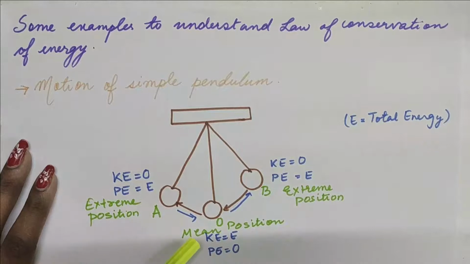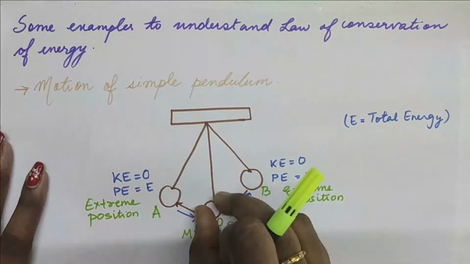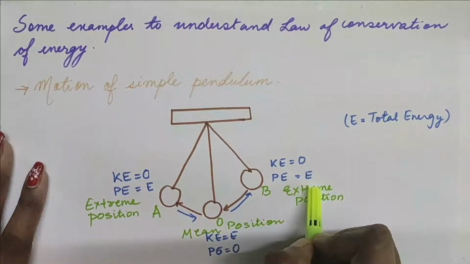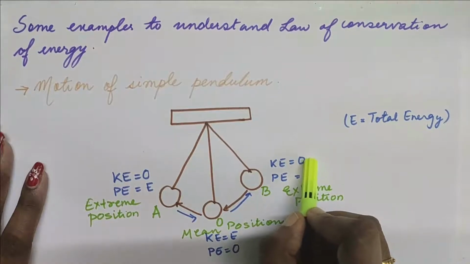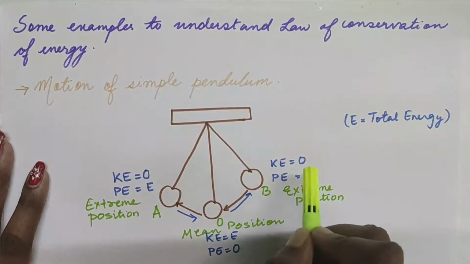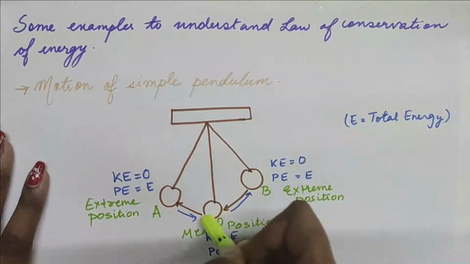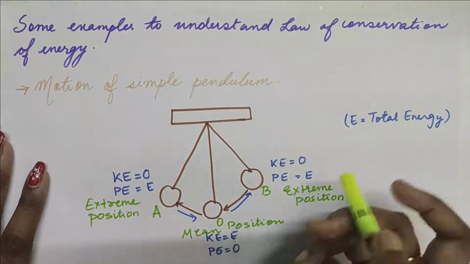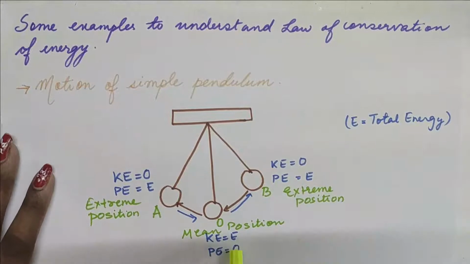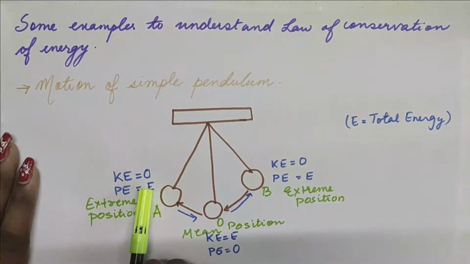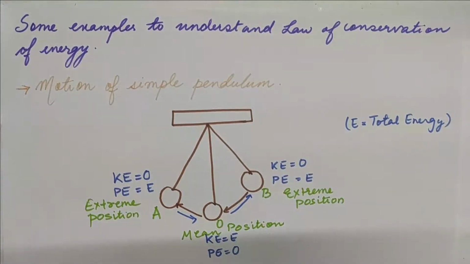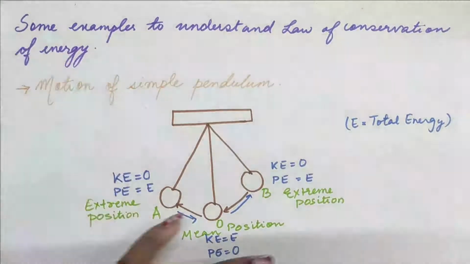Now you need to remember that when I take the bob and raise it to a certain height, the potential energy becomes maximum and the kinetic energy is zero because it is just raised to a particular height. And when I leave the bob, it starts moving. So when it comes down, the kinetic energy is the maximum, that is E, the total energy for example, and potential energy is zero. And when it reaches the other extreme position, the kinetic energy again becomes zero and the potential energy becomes the maximum.